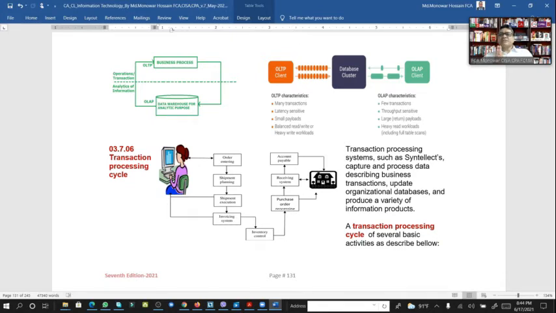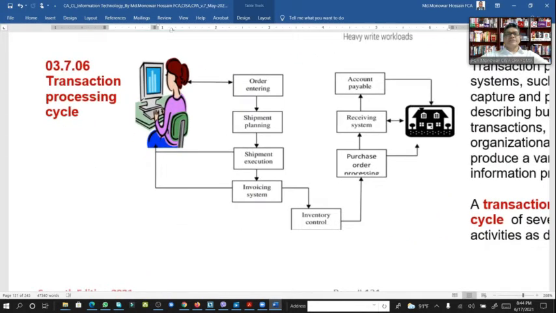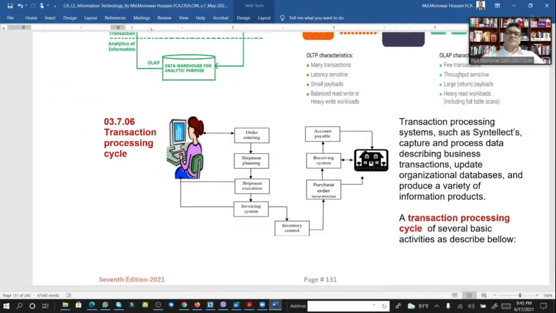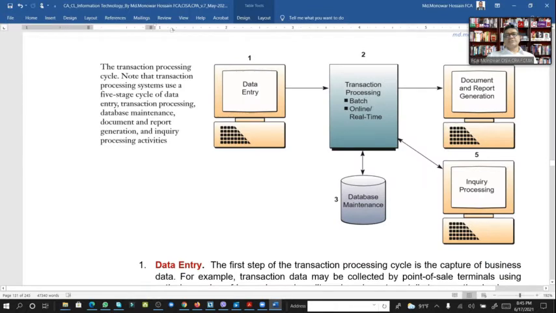Transaction processing systems capture and process data describing business transactions, update organizational databases, and produce a variety of information. The transaction processing cycle has several basic activities. In this picture, the cycle starts with taking orders and order entry, then goes to shipment planning, shipment execution, invoicing, inventory control, and purchase order processing, then receiving, and accounts payable, taking the money through the bank or other systems. This is also the logical transaction processing system.